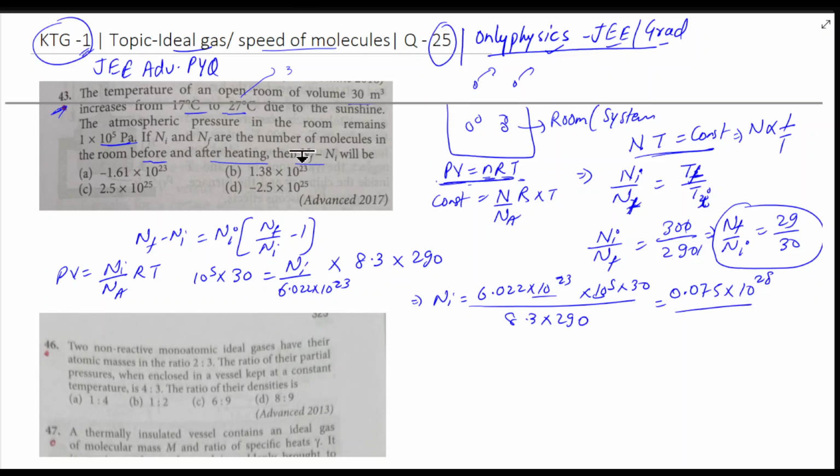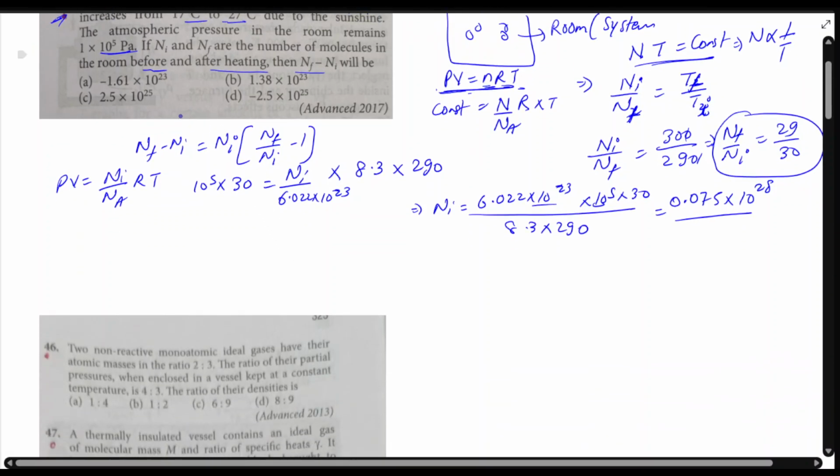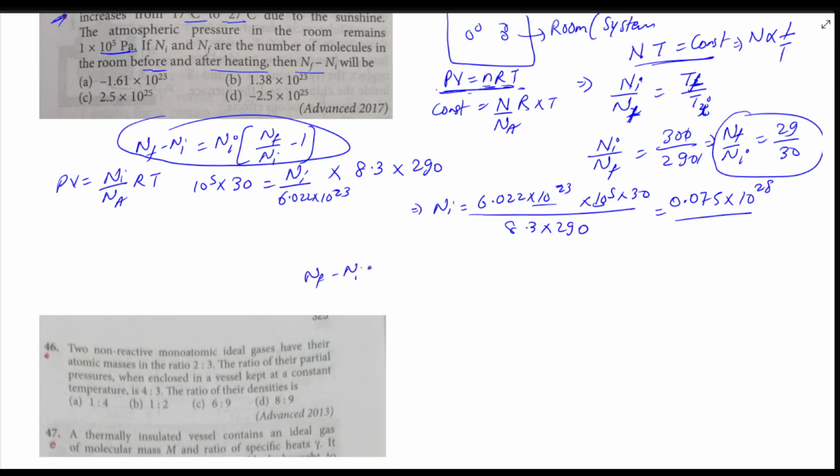We'll just put the values here. So we'll have Nf minus Ni will be 0.075 into 10 raised to the power 28, into 29 by 30 minus 1. So it will be negative. 0.075 divided by 30, I'm just doing this calculation. It will come out to be minus 0.0025 into 10 raised to power 28.